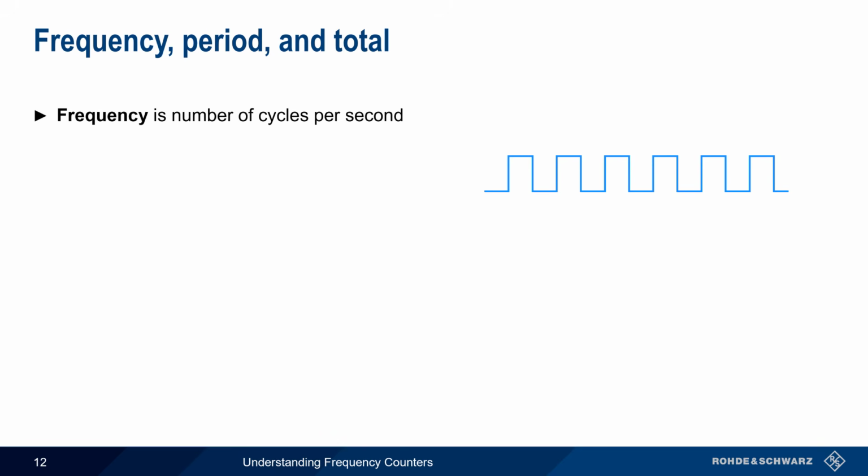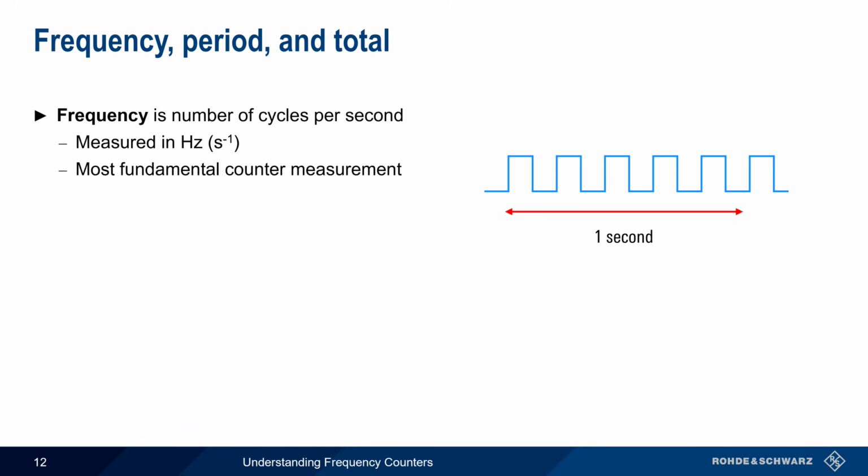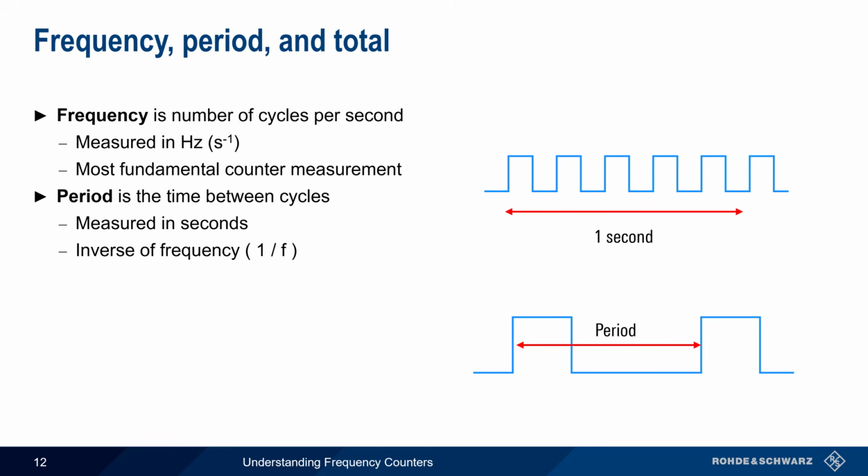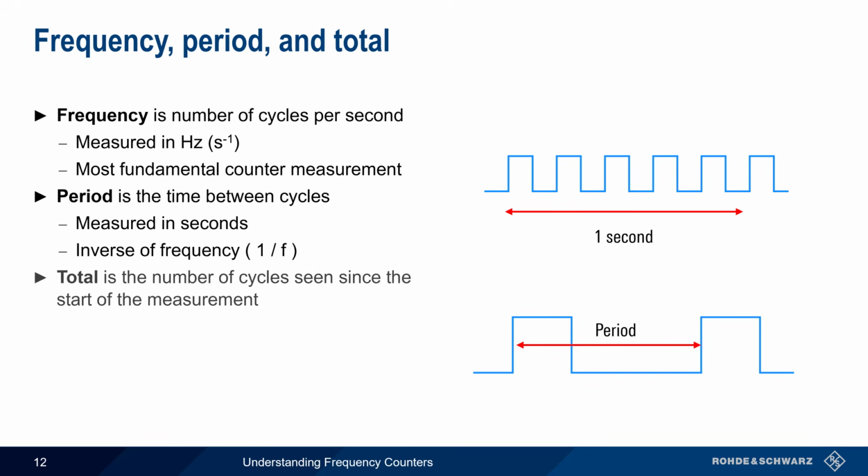Frequency is the number of cycles per second and is measured in hertz. In this example, there are 5 cycles in 1 second, and the frequency therefore is 5 hertz. It's safe to say that frequency is the most fundamental frequency counter measurement. Period, on the other hand, is the time between 2 cycles. Period is measured in seconds and is the inverse of frequency. Total is the number of cycles seen since the start of the measurement. That is, it's the cumulative sum of all detected cycles.